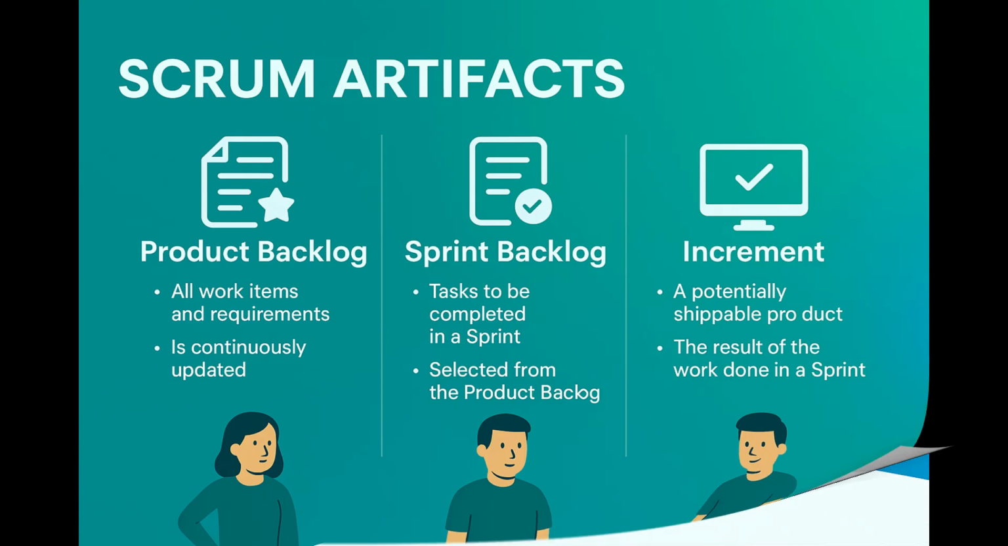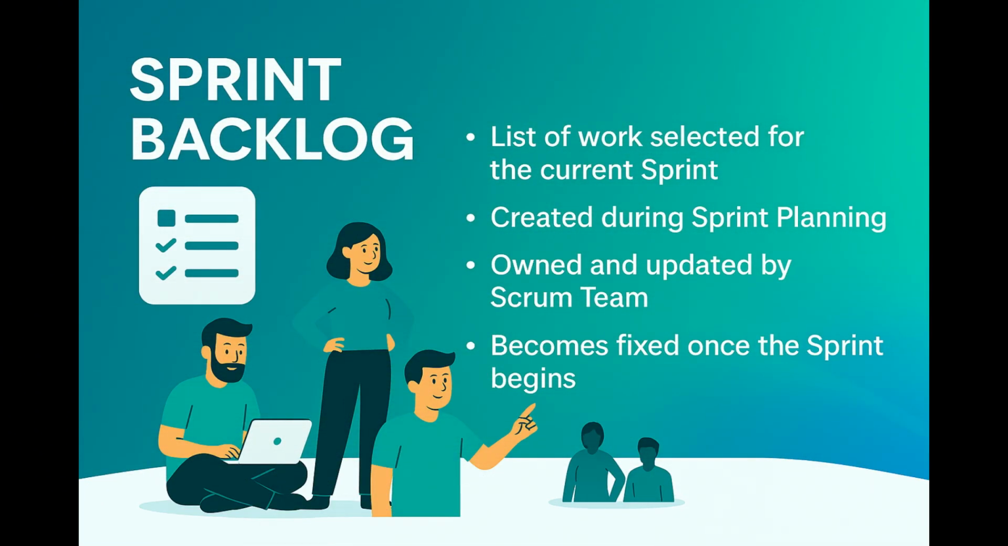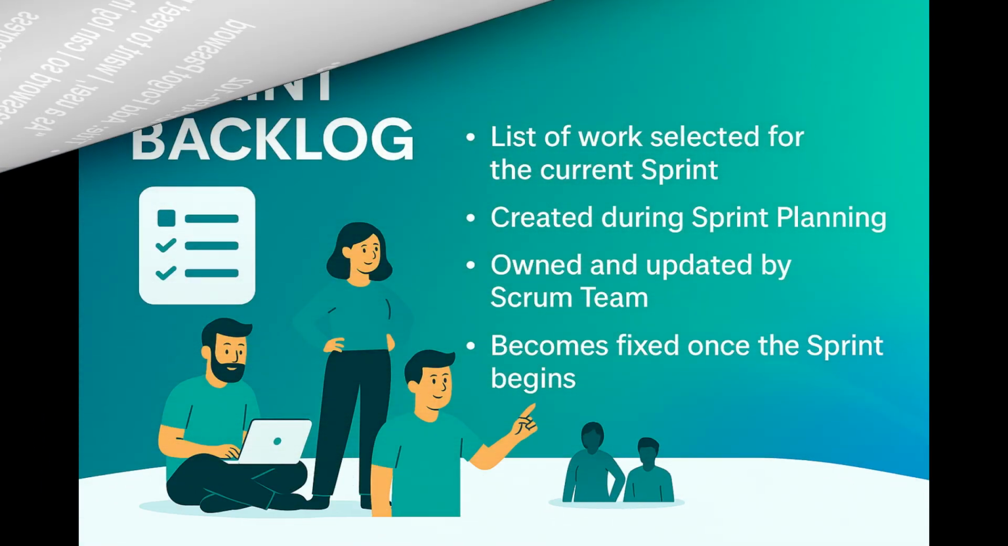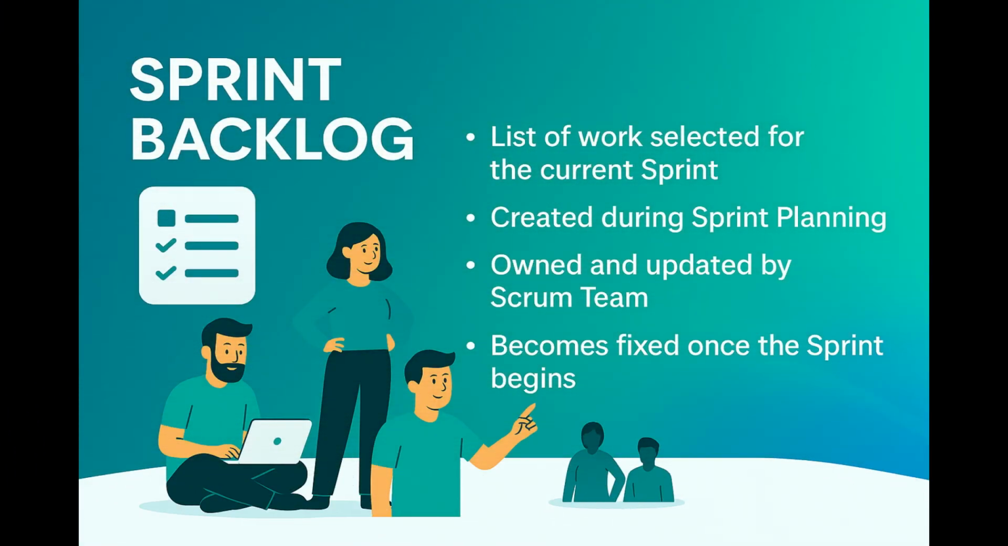The product backlog is the heart of Agile. It's the master list of everything the team may build. Features, bugs, enhancements, UI changes, anything. Backlog items are written in simple phrases called user stories, like, as a user, I want to log in so I can access my account. Each user story includes acceptance criteria, priority, and effort estimation. The product owner constantly updates and reorders the backlog so the team always works on the most valuable items first.